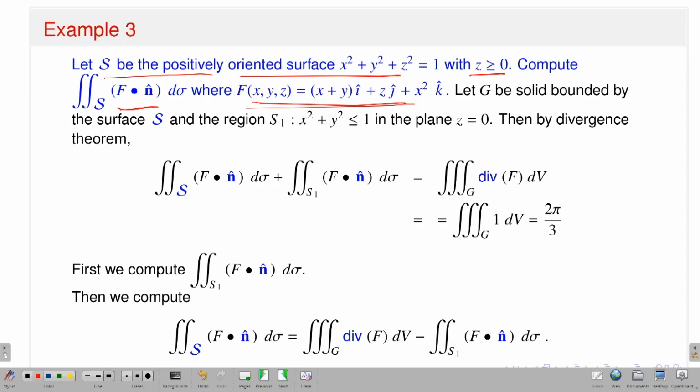Now if I want to use Gauss theorem, let G be the solid region bounded by my surface S. So now this S is actually the upper hemisphere.